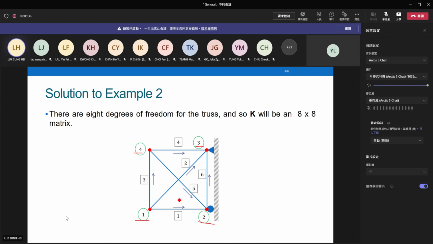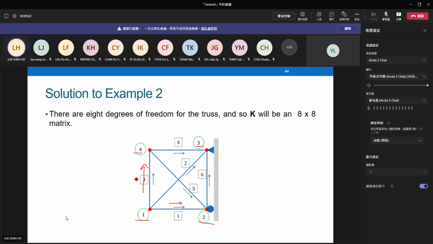Element orientations, the member orientations. I use a purple arrow here. Normally, when you assign member orientation, it's also based on your choice. But normally, I arrange from left to right, from bottom to the top if possible. I normally arrange in this manner. It makes my calculation slightly easier in this case.